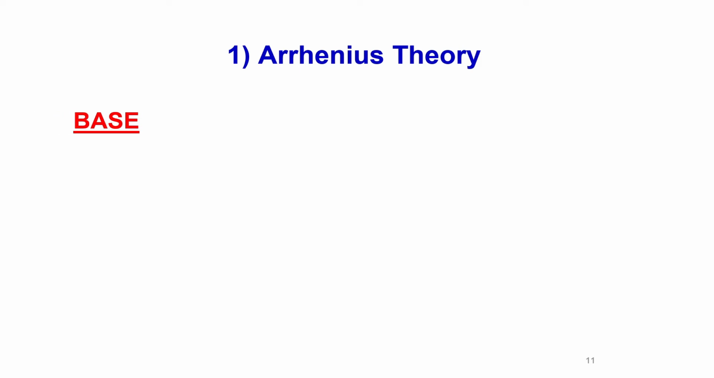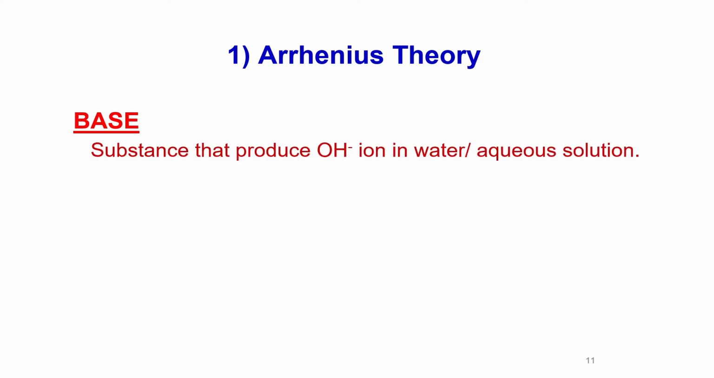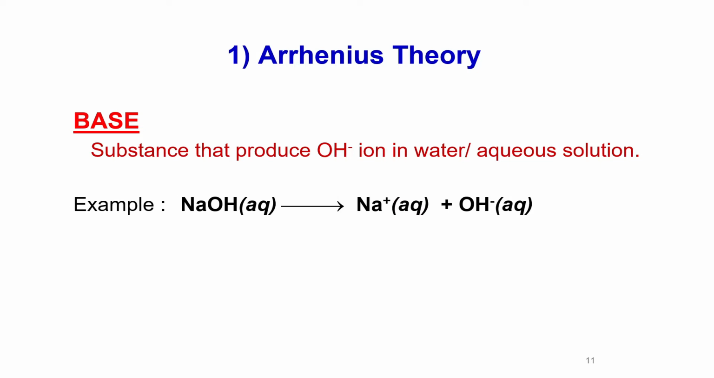Next, Arrhenius theory for base: a base is a substance that produces OH minus in water or aqueous solution. For example, sodium hydroxide will release OH minus, and OH minus is the substance that is basic.